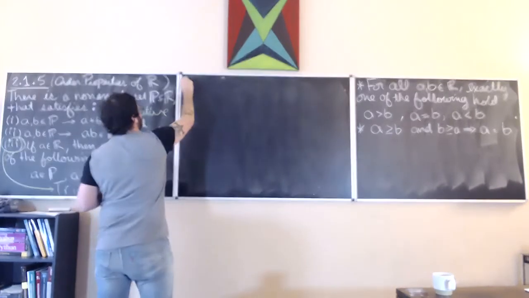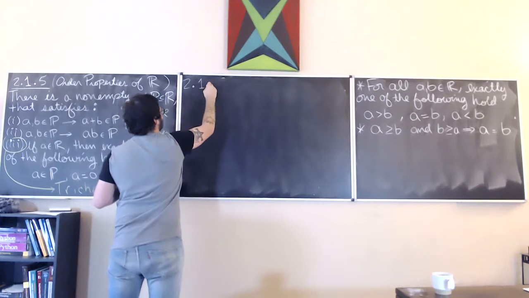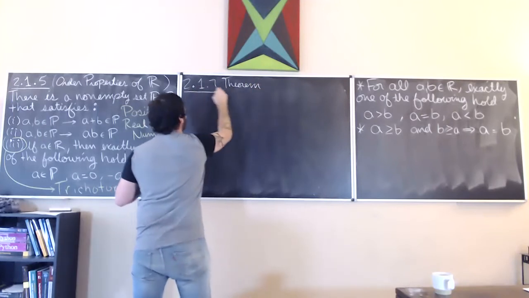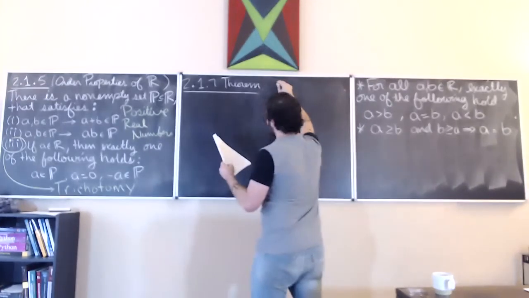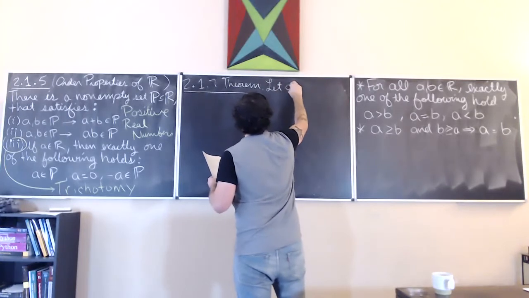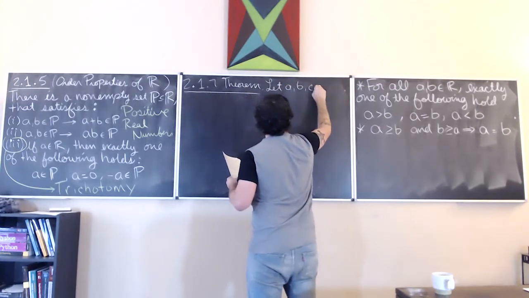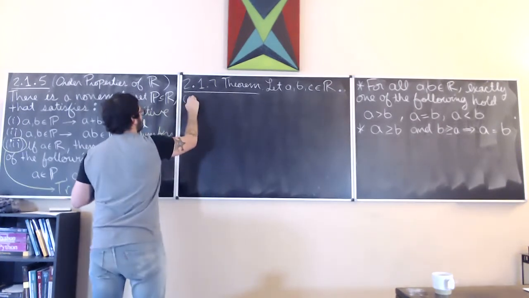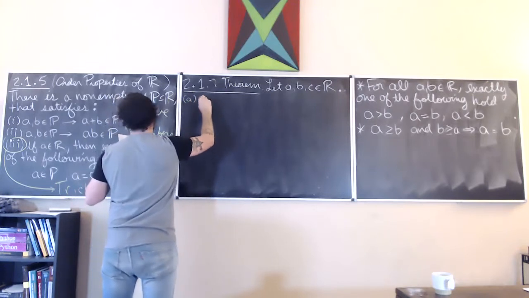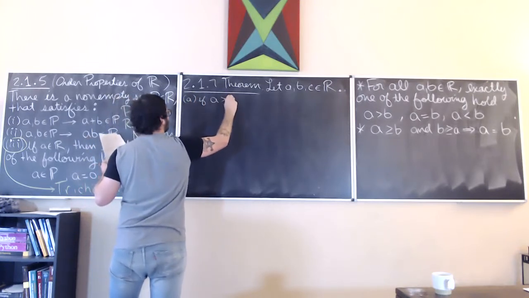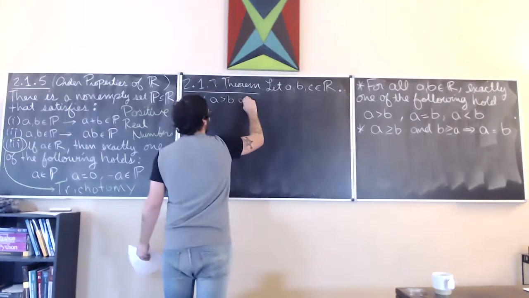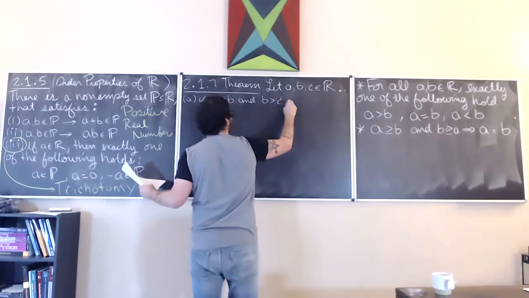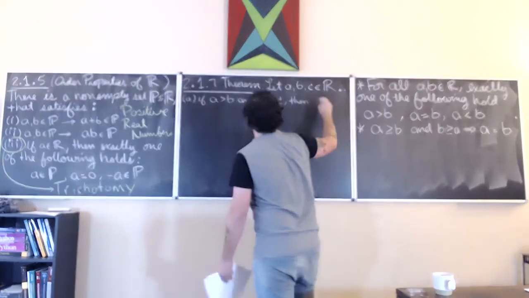Okay, so here's our first theorem, 2.1.7. Let A, B, and C be real numbers. Part A: if A is greater than B and B is greater than C, then A is greater than C.